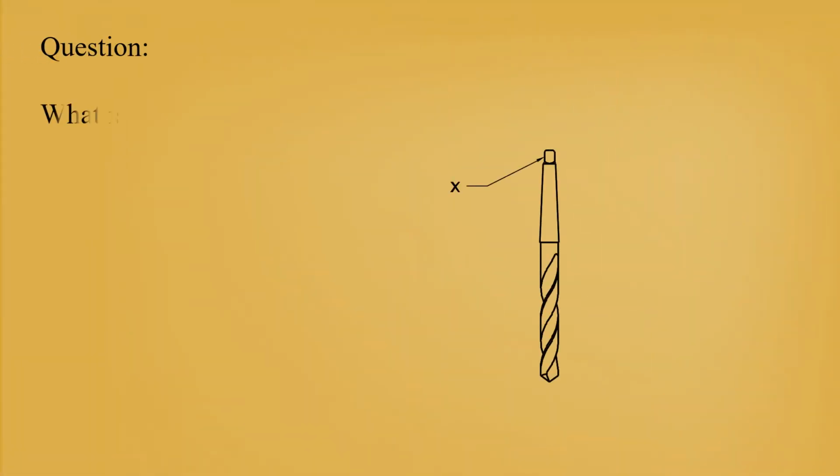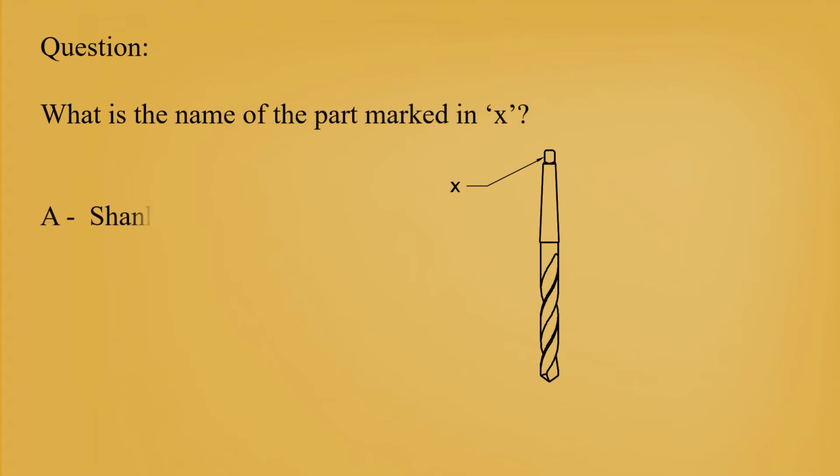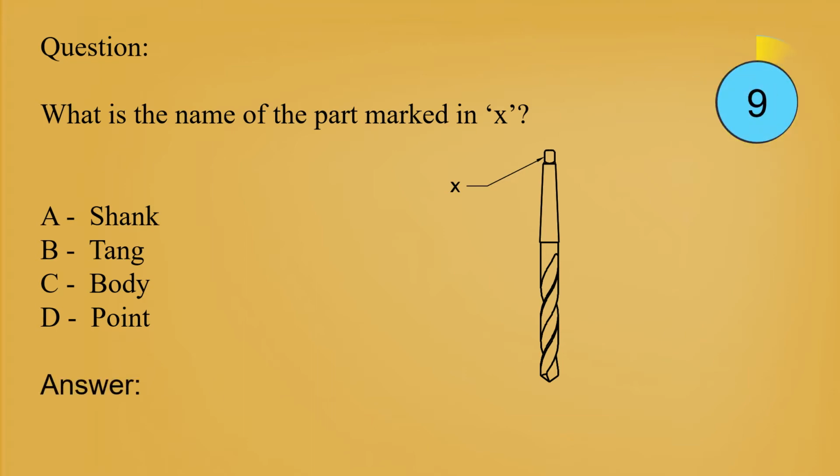Question. What is the name of the part marked in X? A. Shank. B. Tang. C. Body. D. Point. The answer is B. Tang.